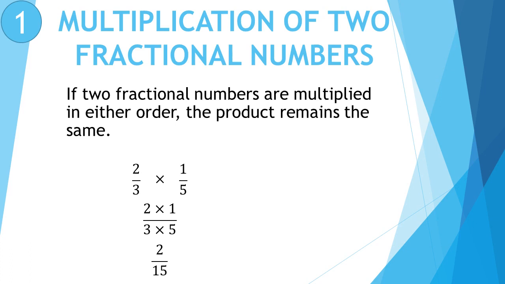Let us interchange the place of fractional numbers. 1 upon 5 multiply 2 upon 3. Again multiply numerator by numerator and denominator by denominator. 1 2s are 2 and 5 3s are 15. So the fraction is 2 upon 15. So what you observe? We observe that the product in both the cases is same. Means 2 upon 3 multiply 1 upon 5 is equal to 1 upon 5 multiply 2 upon 3.